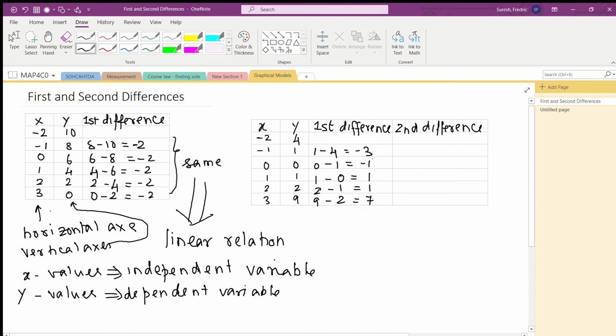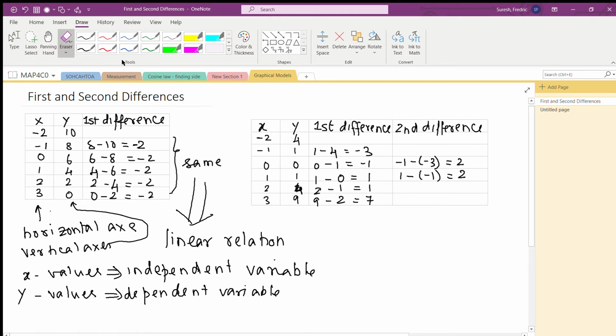Okay, so when the first differences are not the same, let's see what happens when we do the second difference. So -1 take away -3 gives you a 2. 1 take away -1 gives you a 2. And I think I have made a mistake, haven't I? Okay, this number is wrong. That number should be 4. So let me correct myself here.